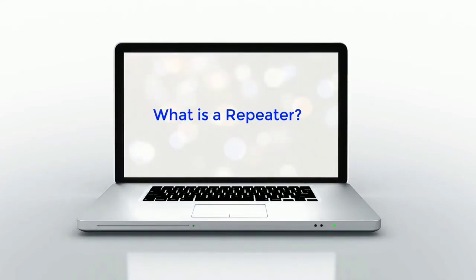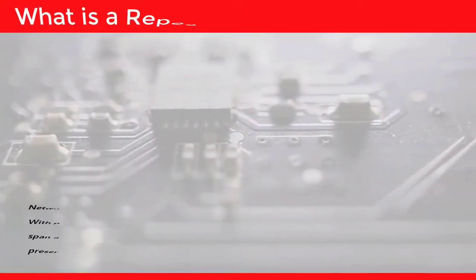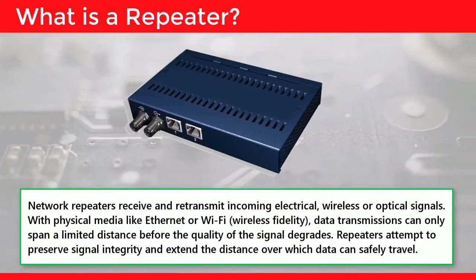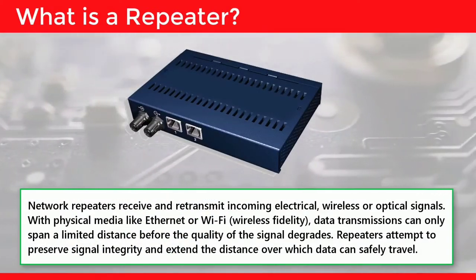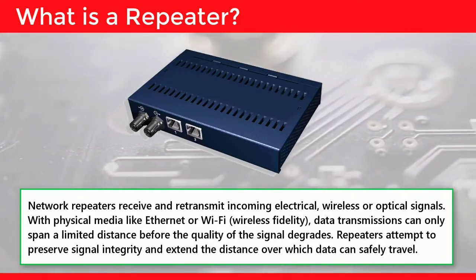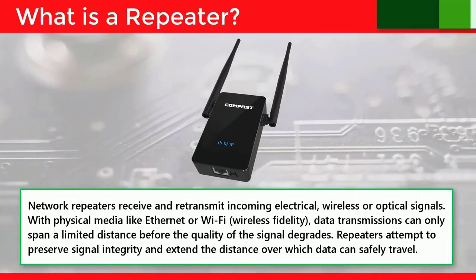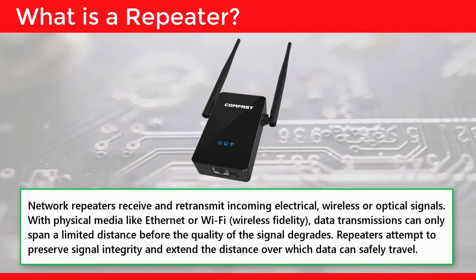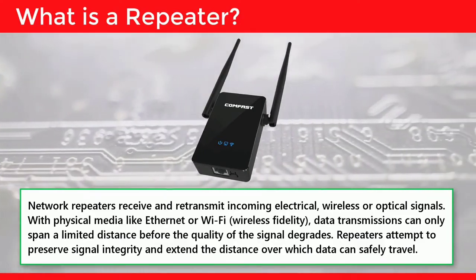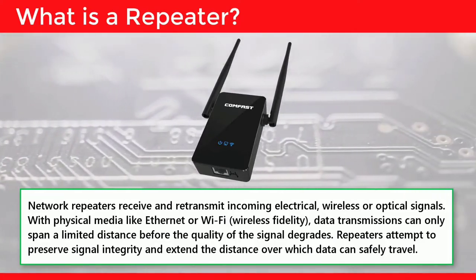What is a repeater? Network repeaters receive and retransmit incoming electrical, wireless, or optical signals. With physical media like Ethernet or Wi-Fi, meaning wireless fidelity, data transmissions can only span a limited distance before the quality of the signal degrades. Repeaters attempt to preserve signal integrity and extend the distance over which data can safely travel.